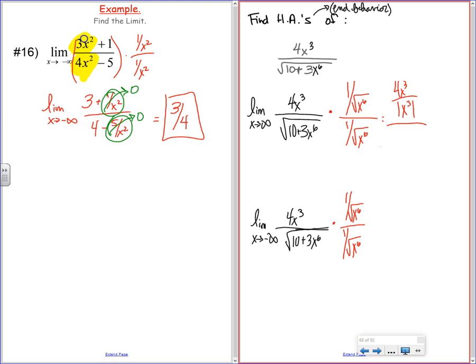In the bottom, I'm going to get the square root of 10 over x to the 6th plus 3. Because I can bring this square root of x to the 6th into the square root because of the properties of square roots. 10 will end up over x to the 6th, and 3x to the 6th over x to the 6th will reduce to just be 3.